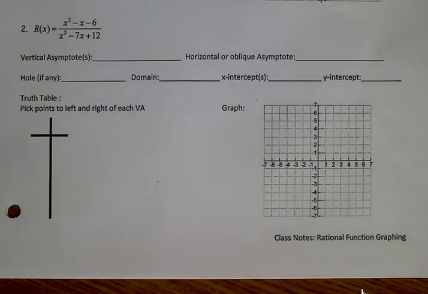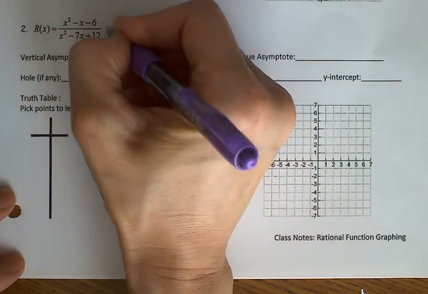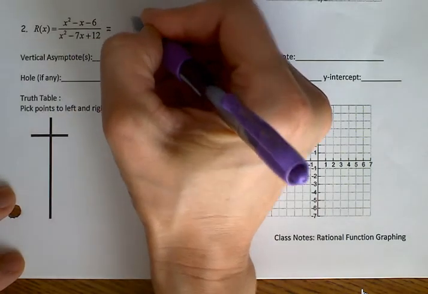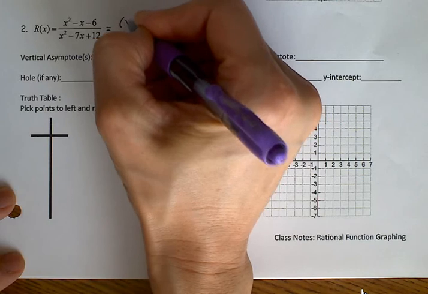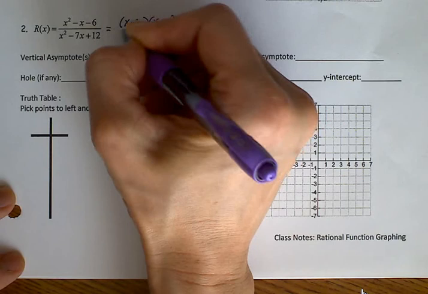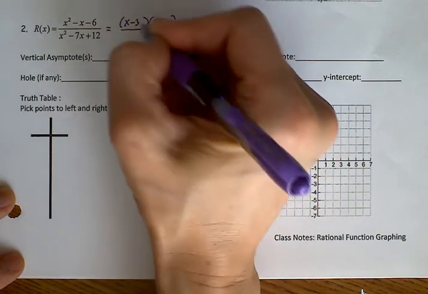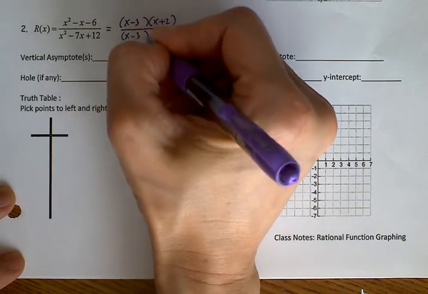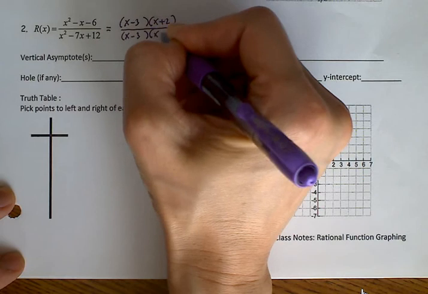This is the second example for rational function graphing. So for the second one, we have r of x is equal to x squared minus x minus 6 divided by x squared minus 7x plus 12. I'm going to first of all fully factor the numerator and the denominator. In the numerator, it factors to x minus 3 and x plus 2. And then in the denominator, I have an x minus 3 and an x minus 4.